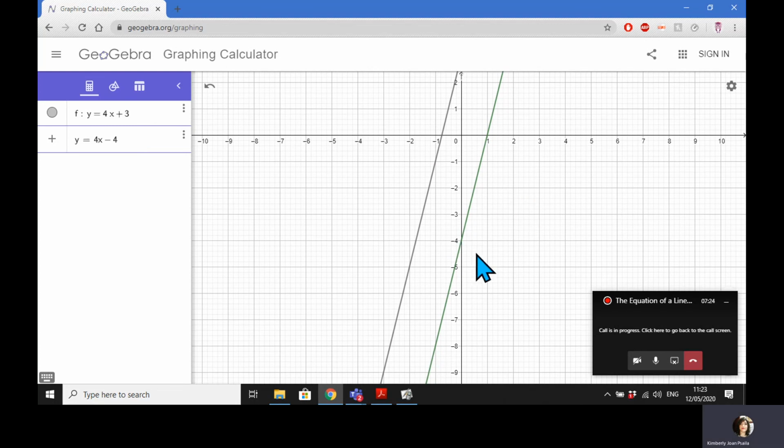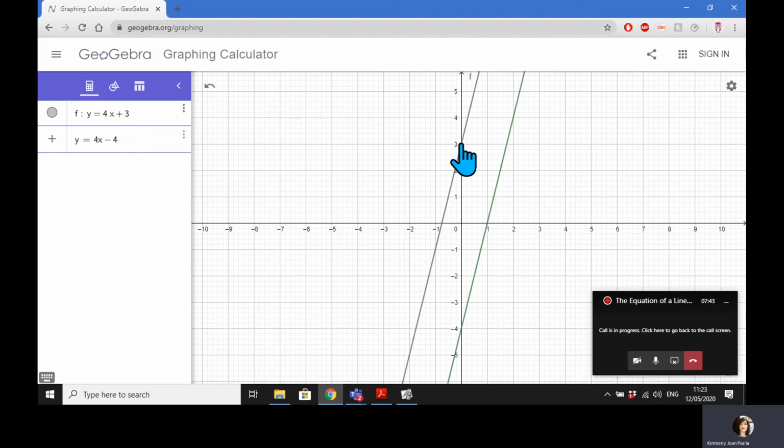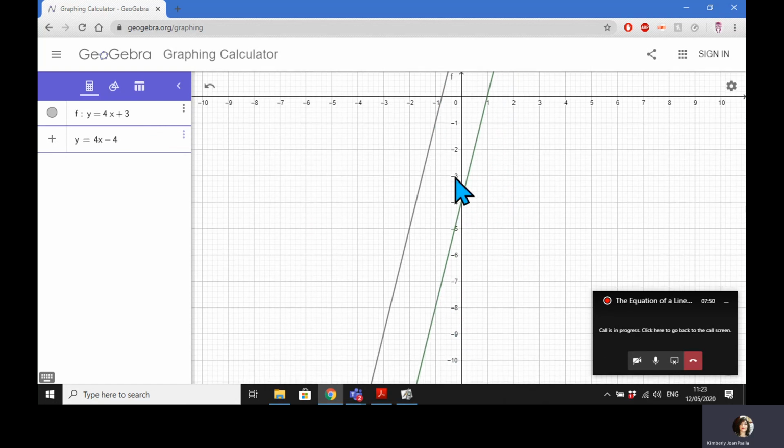The second line I have drawn cuts my y-axis at minus 4, at this point, as you can easily find from your equation. So the y-intercept of the first line is positive 3. The line is cutting the y-axis at positive 3. The second line is cutting the y-axis at negative 4, which is this one. So basically that is the y-intercept.